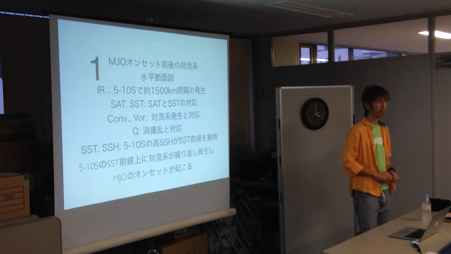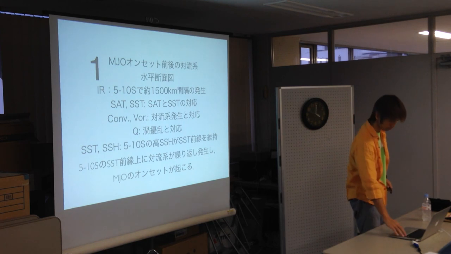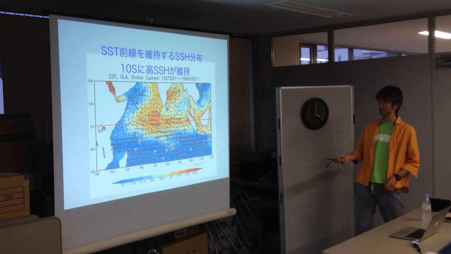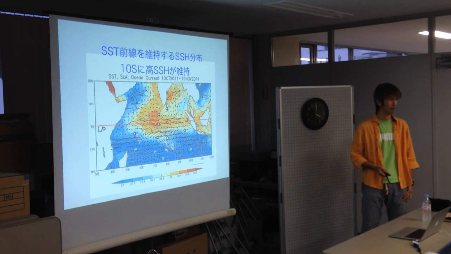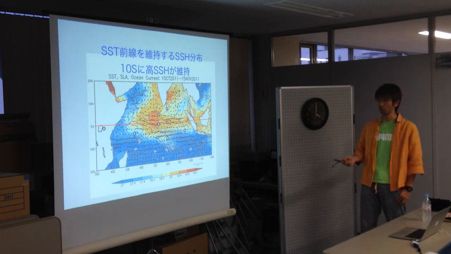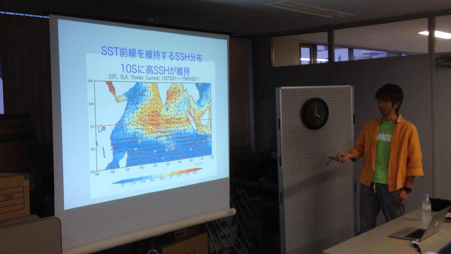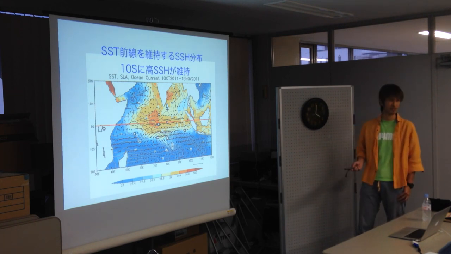So I wish to just confirm. So that you wish to say that high SSH velocity waves bring the cold SST? This maximum of SSH has warm water. It sends warm water. Yeah. Like this way. Maybe cold ones just after from here.